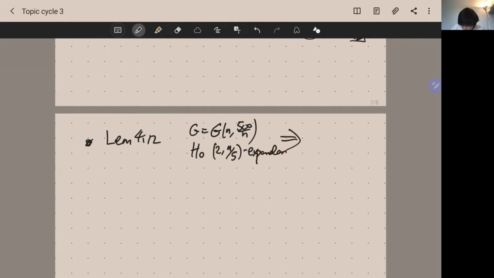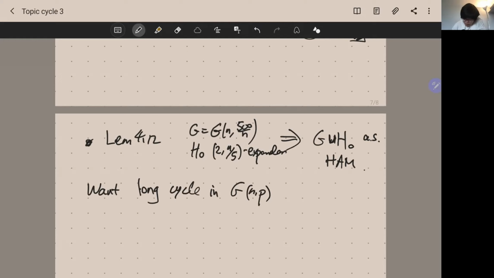What we have seen is Lemma 4.12. It says that if we have G_{n, C/n}, some constant over n, and H0 is a 2n/5 expander, then if you put them together, it's almost surely Hamiltonian. So in particular, if we want a long or Hamiltonian cycle in G(n,p), by exposing a little bit more edges later on, we just need to prove that G(n,p) contains a large expander, right?